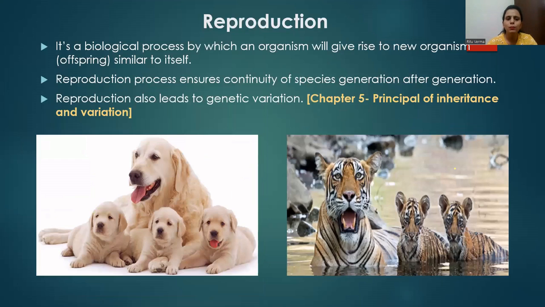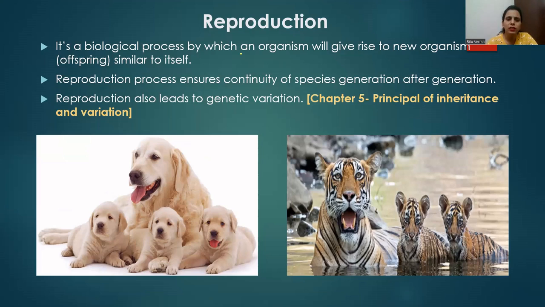Because of the reproduction process only, for any type of species, there are many organisms which belong to one particular species. For example, when we talk about human beings, just think about India, the current population of India is around 130 crores. So why are so many human beings present on earth, or particularly in India? Because of the process of reproduction.